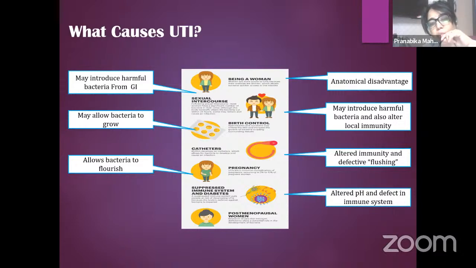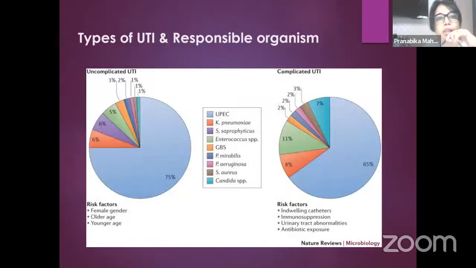Then in postmenopausal women, there is altered pH and a defect in the immune system. In postmenopausal women, the good bacteria are less and the bad bacteria start growing, and this makes them more prone to urinary tract infection. Next slide, please. So we can see uncomplicated UTI and complicated UTI.